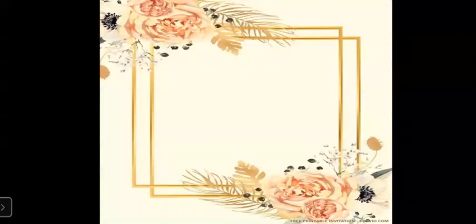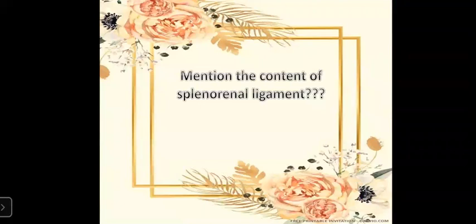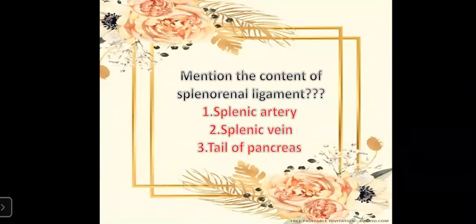The first one is just one question: mention the contents of this. Mr. Mohammed, go ahead. Splenic artery and vein with the tail of the pancreas. The contents of the splenorenal ligament are the splenic vessels, artery and vein, and the tail of the pancreas. Good.